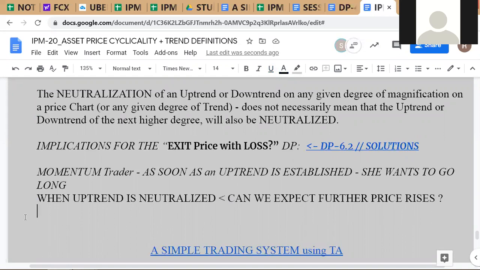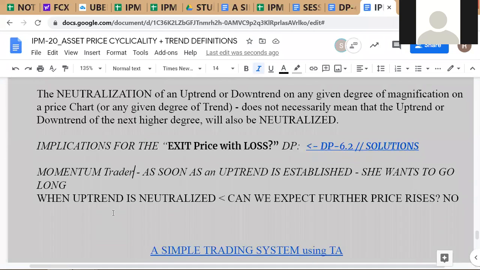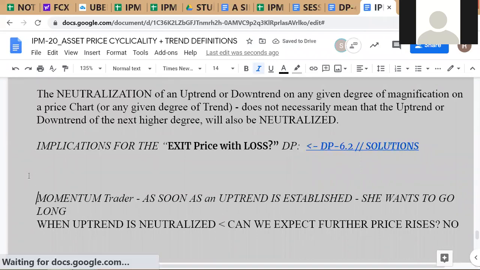So, the answer here is no, basically. Can we expect further price rises? The answer is no, okay? Because further price rises are only expected when an uptrend is being maintained. When the uptrend is continuing, we can expect further price rises as a momentum trader, because that is the meaning of momentum, that when the uptrend is there, until it is neutralized, it will keep going higher. That's what we expect, okay? So you can think of a rewording of the momentum philosophy, just to be clear.